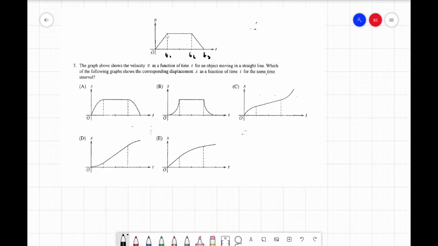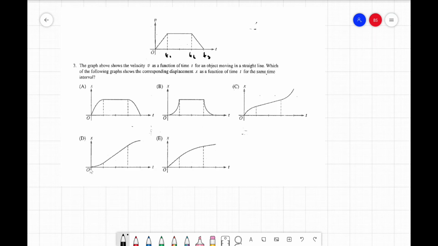is increasing at a constant rate. That signifies a uniform acceleration which is occurring on the body. From t1 to t2, we see that the velocity is constant, which means the acceleration is 0. And from t2 to t3, we see that the object decelerates back to a velocity of 0. Now let us look at the displacement time graphs. So we know that from 0 to t1, our object is undergoing a constant acceleration, and that acceleration is positive.